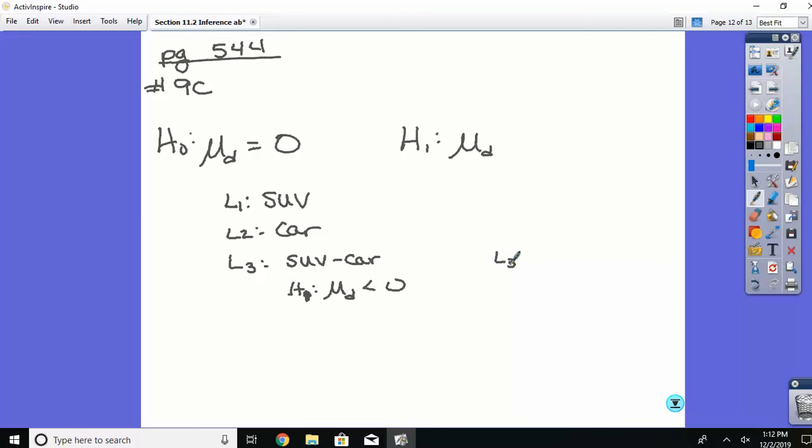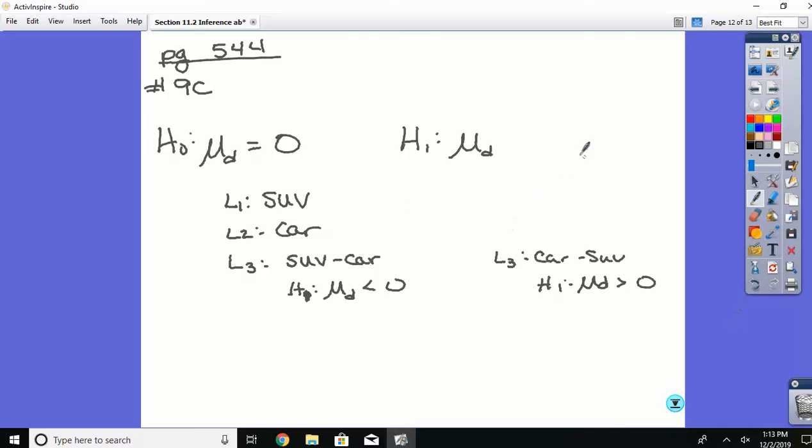Now, if you did your L3 to be the car minus the SUV, then your alternative would be the mean is greater than 0. So, how you do your list impacts how you have to set up your alternative. That's why you have to know what you're setting up, and you need to let me know in some way, shape, or form. That's why I did this problem, so you would realize how we have to think about it. Like I said, on a lot of the problems, I may tell you; this one does not specify. So I did the first one. I usually just do L1 minus L2, unless it tells me otherwise.